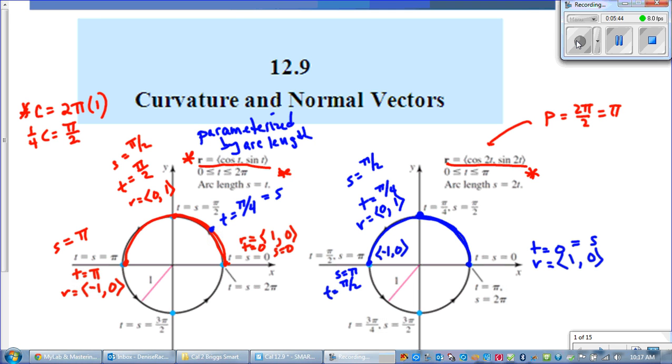Because the values of t only need to go from 0 to pi to draw this entire unit circle, half of the unit circle is drawn at t equal to pi over 2, which, notice, the parameter t is not the same as the arc length. In fact, the parameter t is always half of the arc length. So this curve description is not parameterized by the arc length because the value t is not the same as the arc length.